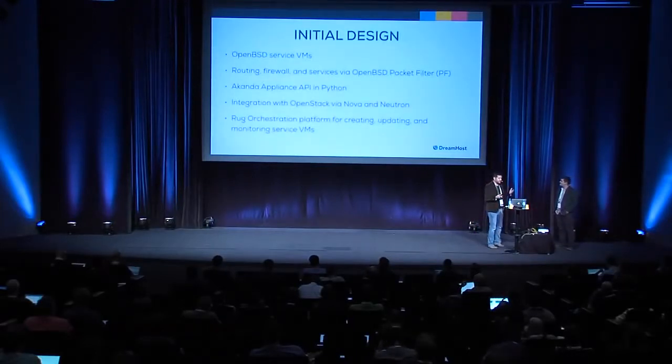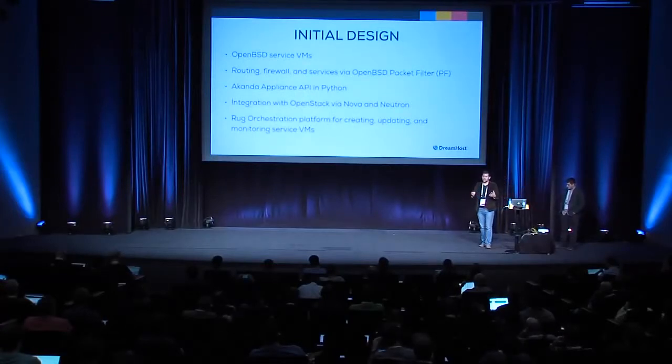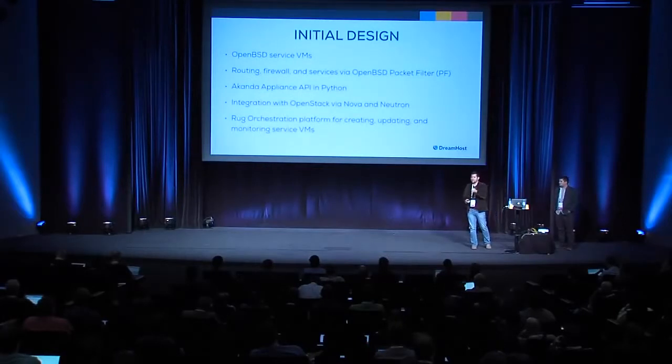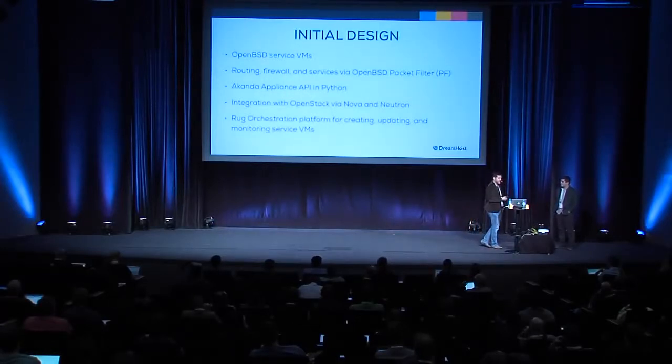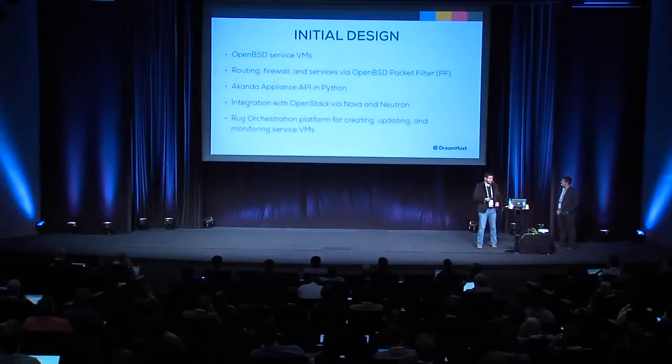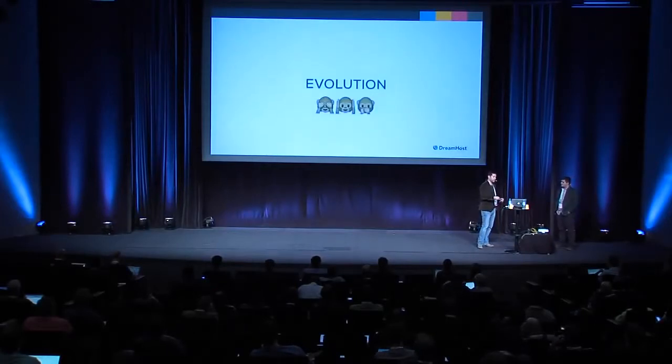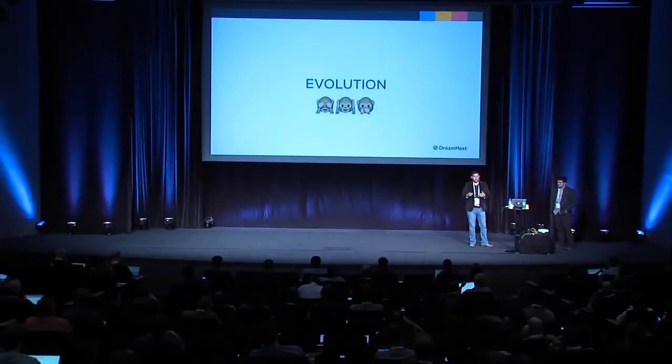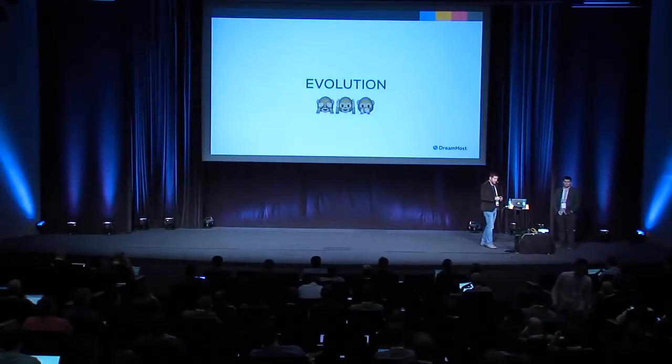So that birthed Akanda. And when we first started out, the idea was we were going to run OpenBSD in a service VM inside of each tenant, plug it into their vSwitch, use packet filter, PF, to provide all of the services that we need, build a little API, and it would be really easy. And turns out it's really hard, really, really hard. As we went forward, we realized we had made some missteps. We iterated and iterated, tested and tested, and came to kind of the model that we're at today.